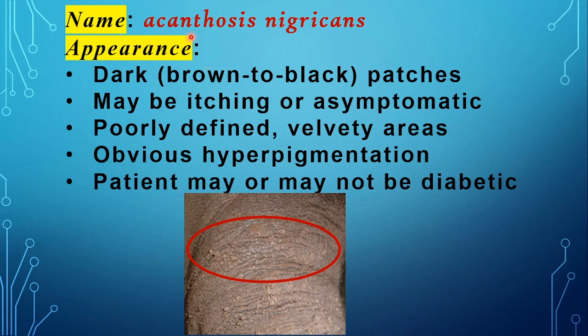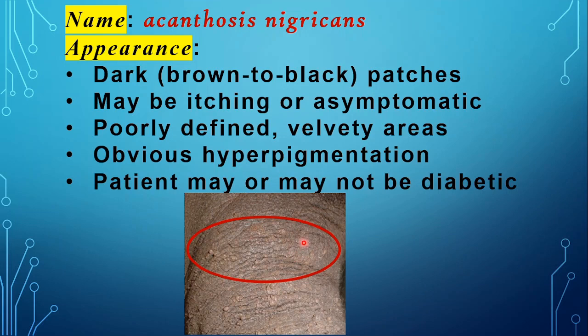Now the name of this disorder is Acanthosis nigricans. The brown to black skin patches you have may be itching or asymptomatic. Sometimes they itch, sometimes they do not. They are dark, brown to black patches. They are velvety areas with obvious hyperpigmentation, an excess of pigment deposition.